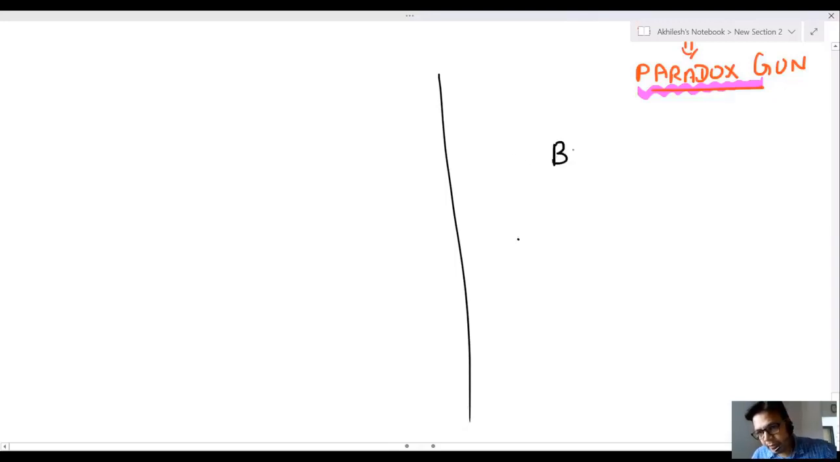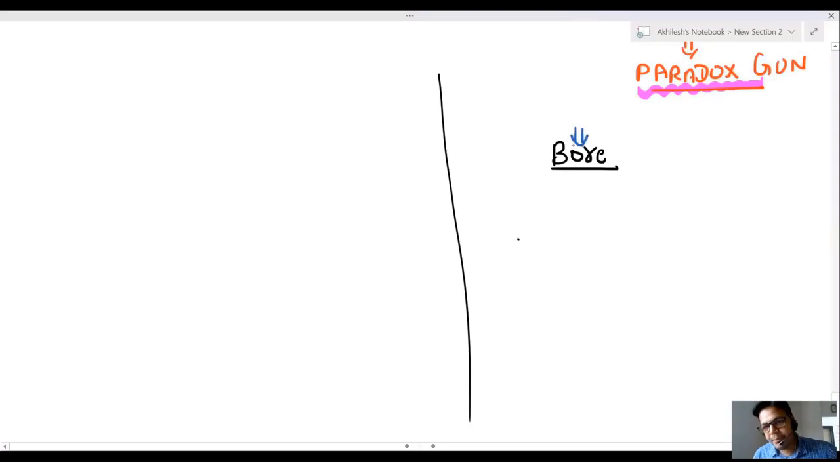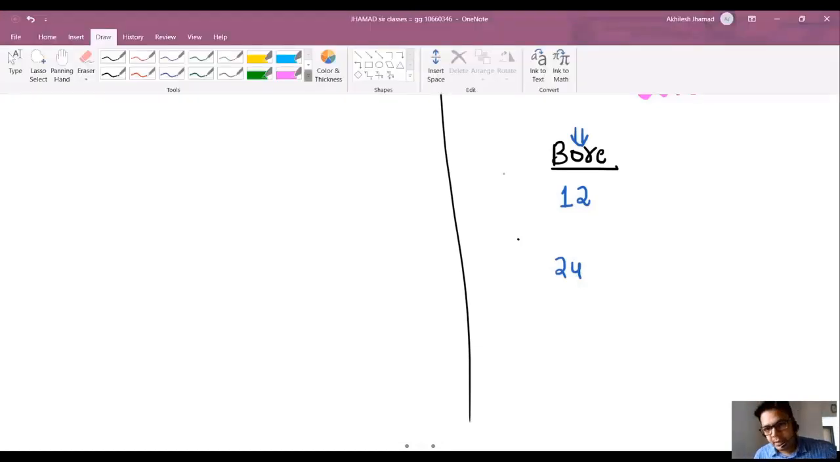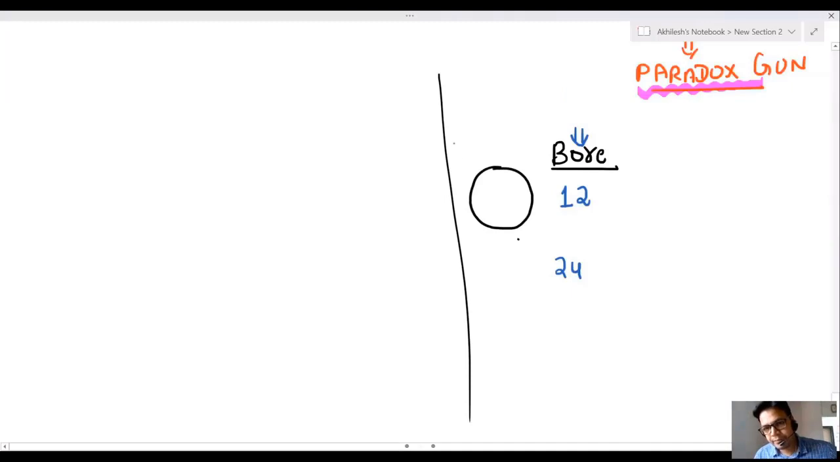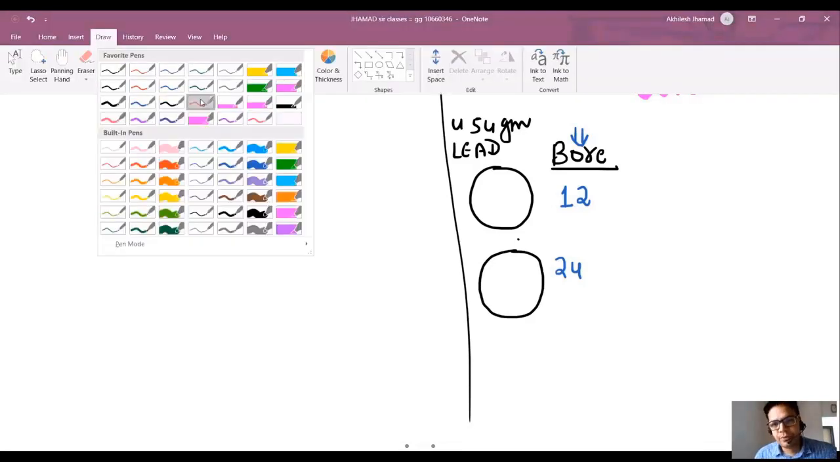Now, sir, for smoothbore weapon, we use the word bore. What is the meaning of bore? Like I'm giving example, 12 bore and 24 bore. What is the meaning of 12 bore shotgun and 24 bore shotgun? Sir, this is a lead sphere of 454 gram. Both are lead spheres of 454 gram.